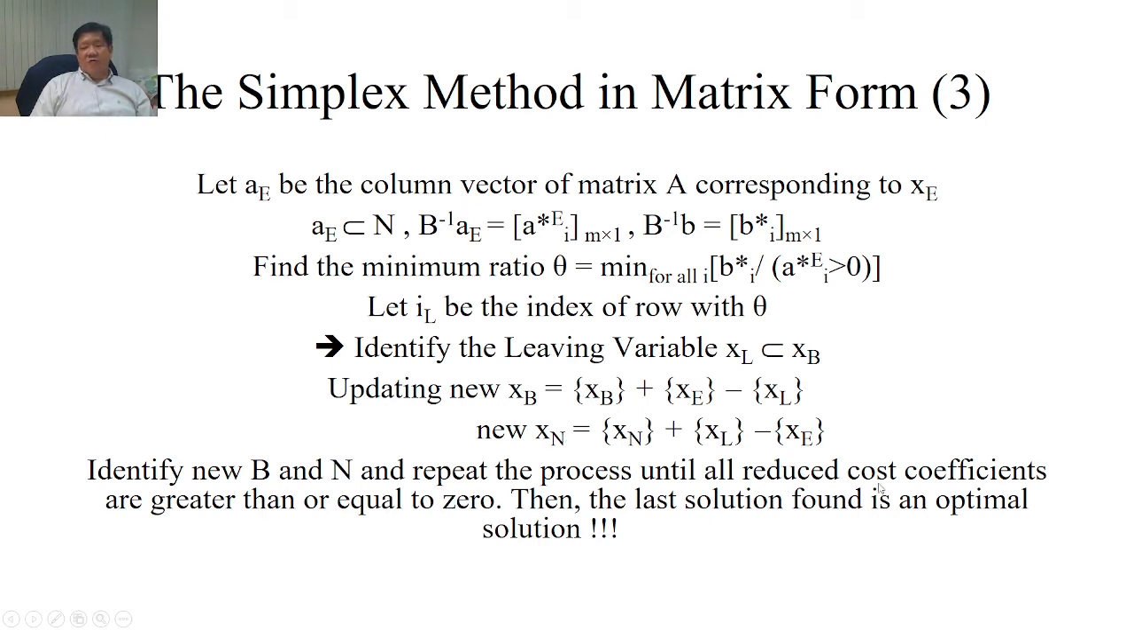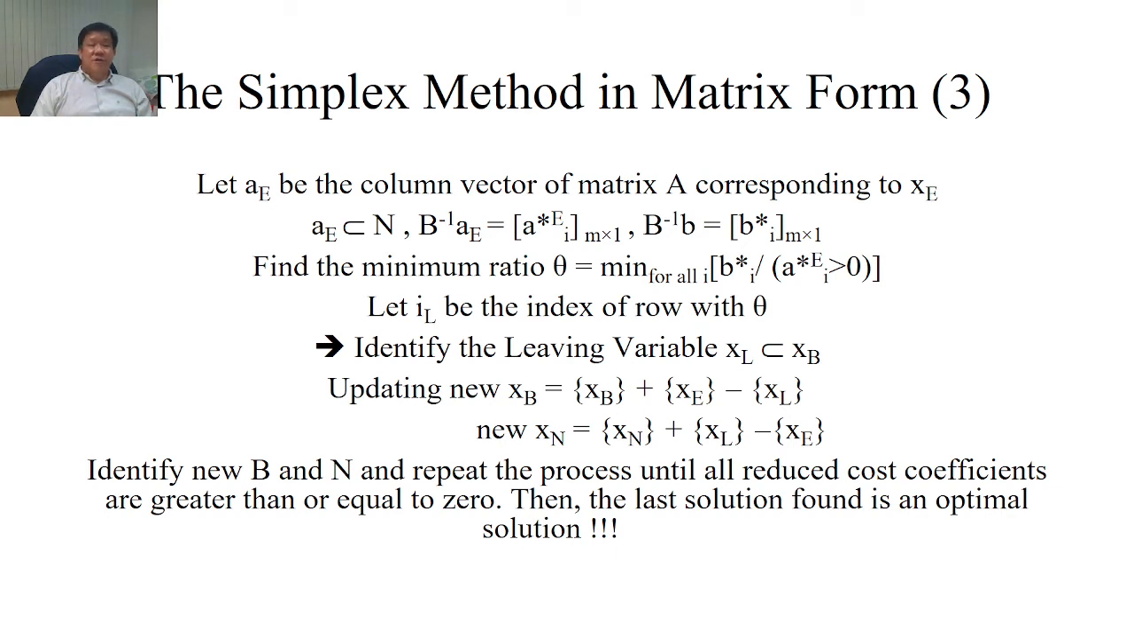And once all the reduced cost coefficients are greater than or equal to 0, the last solution found is an optimum solution. In more detail, you might recall that if you don't have any positive value from vector B inverse times A sub B to find the minimum ratio, it means that you're facing what we call the unbounded condition.